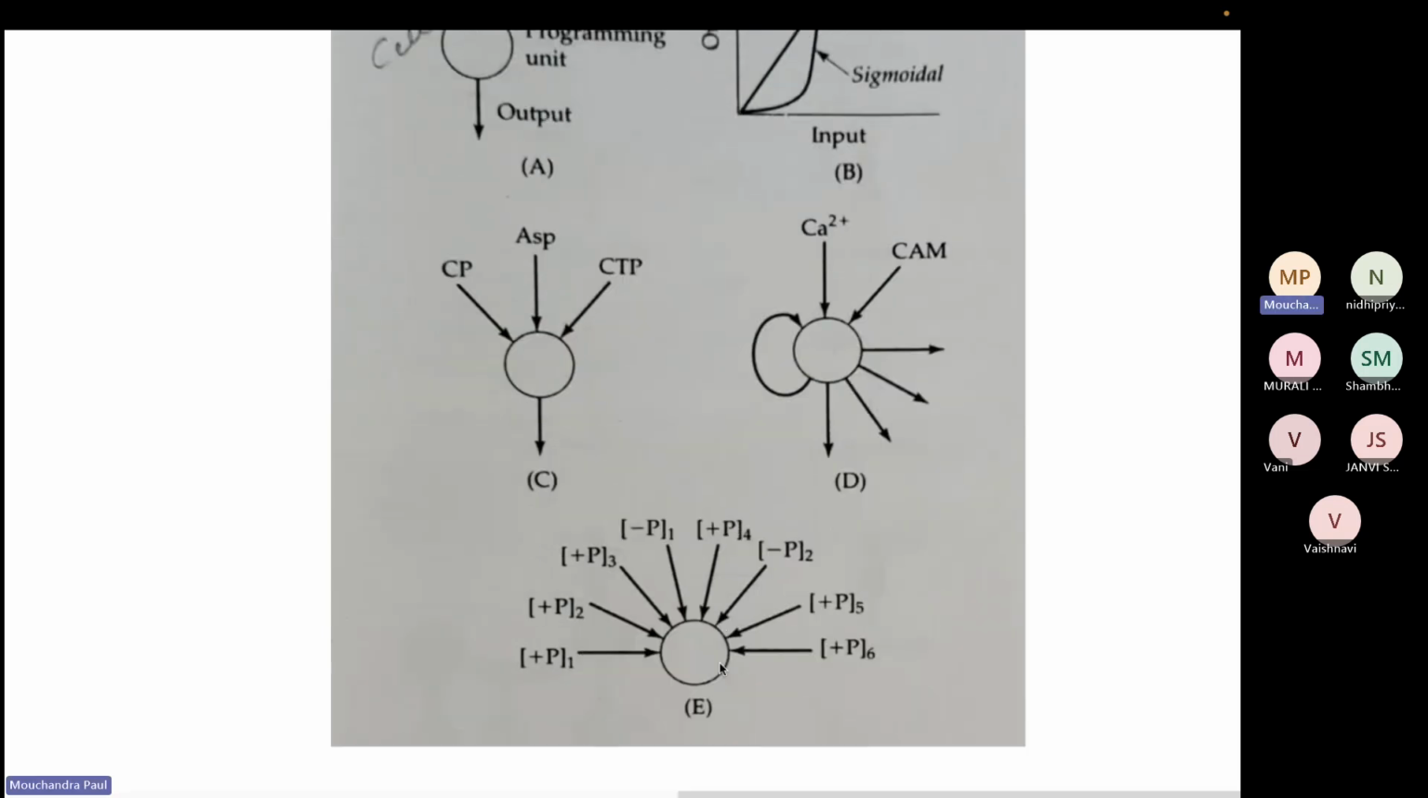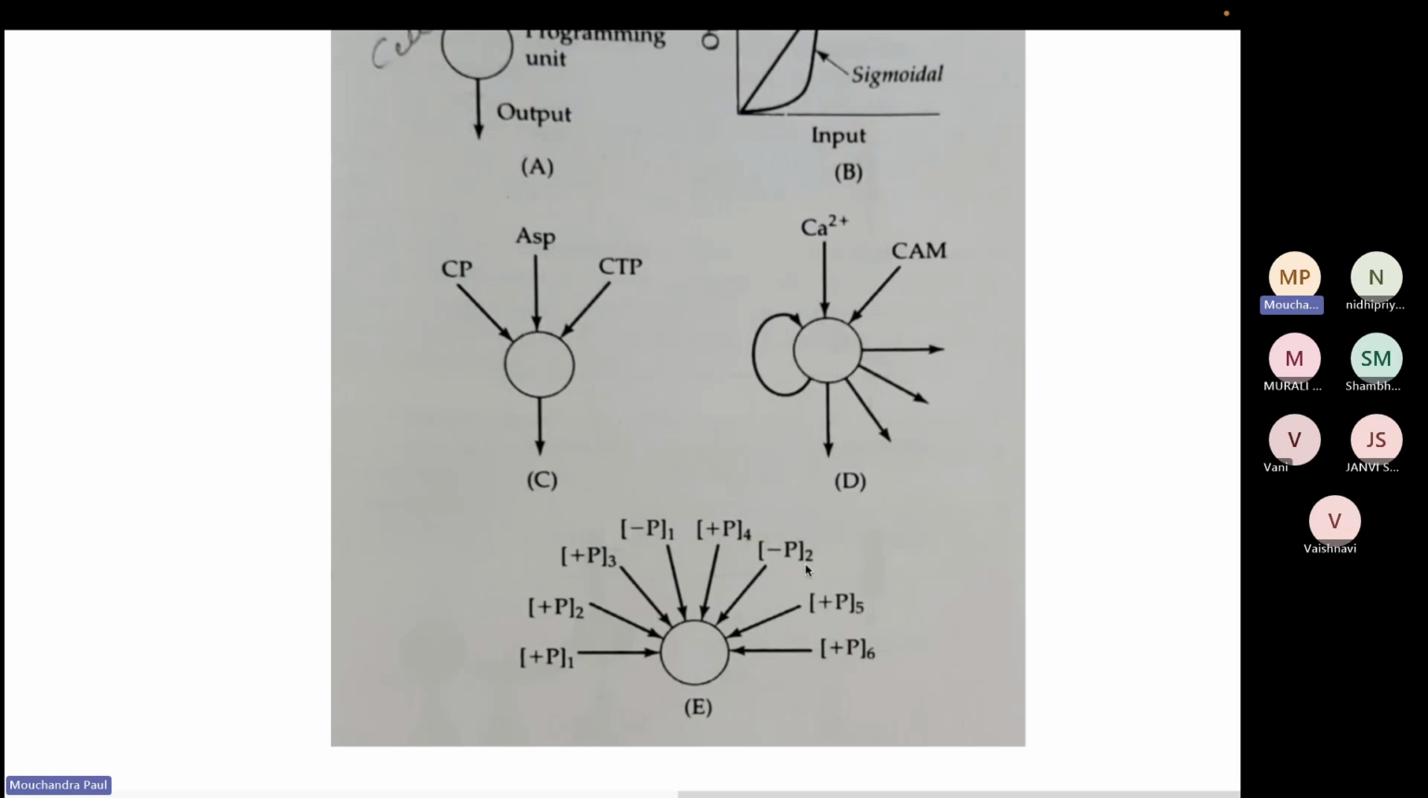In the last figure here it is shown that there are a few types of signaling molecules like P1 plus, P2, P3, P4, P5, P6. These signaling molecules have a positive effect on the cell. Say it is a survival signal, means it is allowing the cell to survive, or it is a signal which is allowing the cell to divide. So these are positive effects which the cell is experiencing.